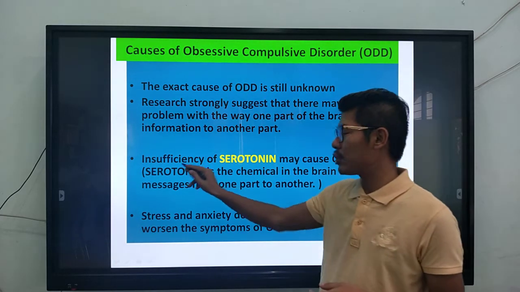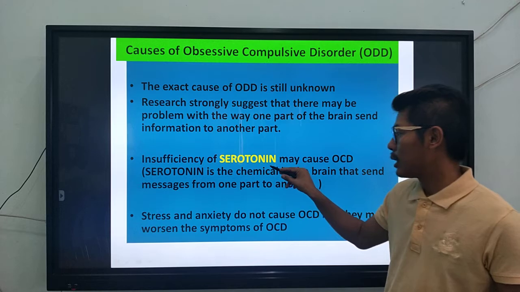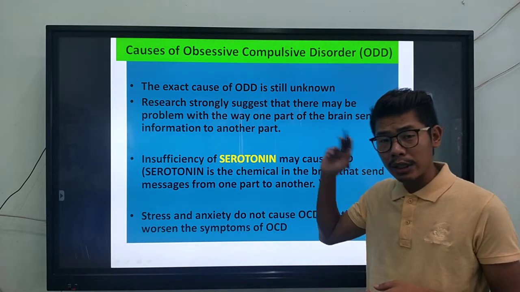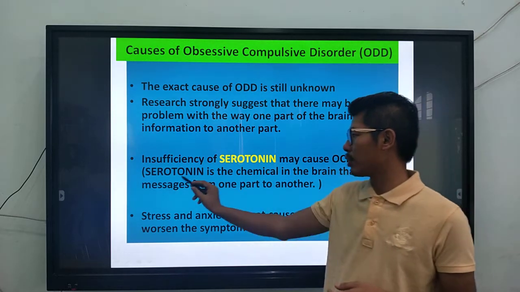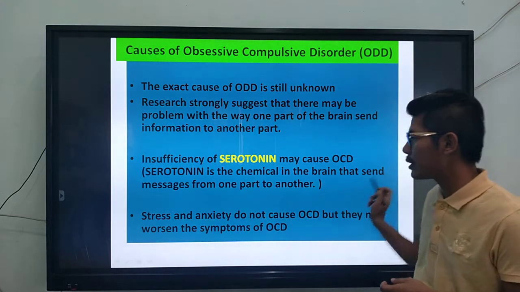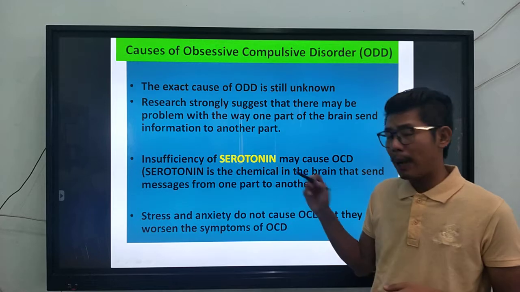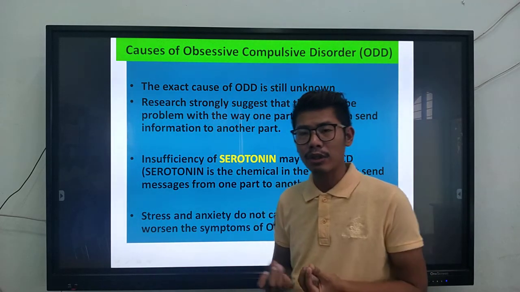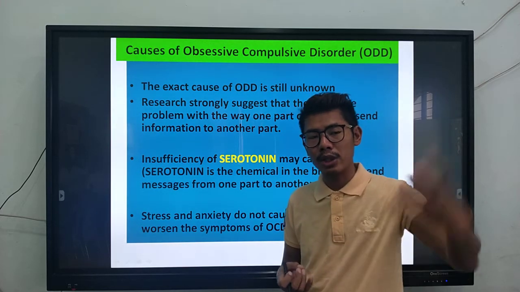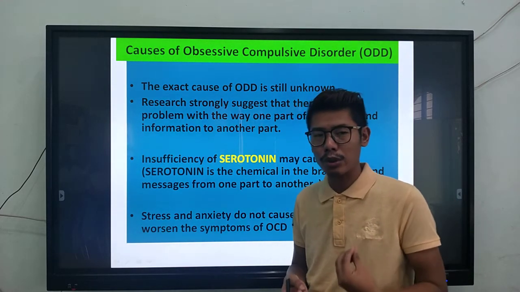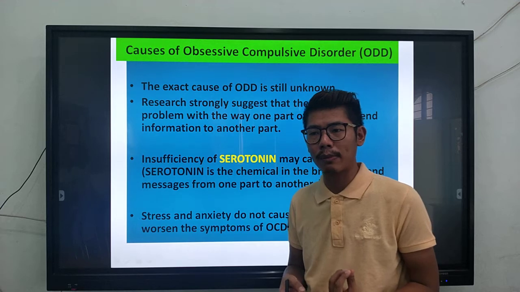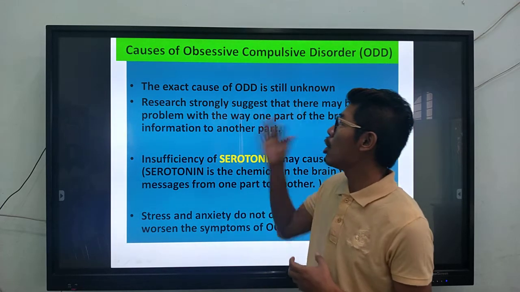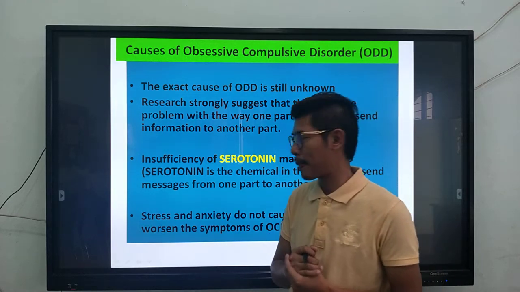Also, insufficiency of serotonin. Now this is a chemical contained in your brain. Serotonin is a chemical in the brain that sends messages from one part of the brain to another. But if there's insufficient serotonin, the brain is not receiving and responding to information properly, so that may also cause obsessive compulsive disorder.